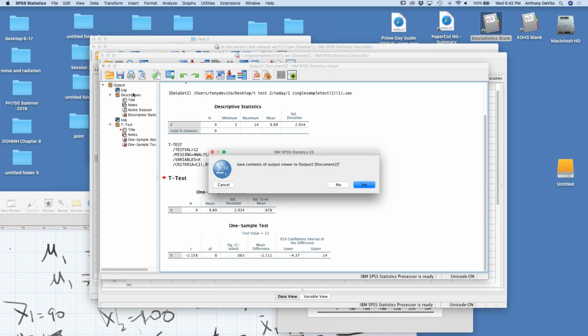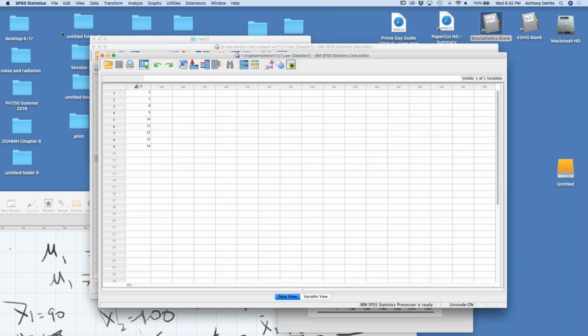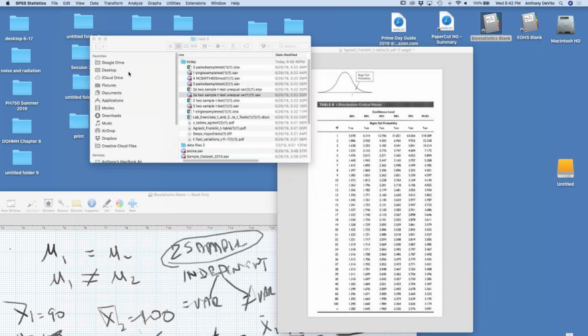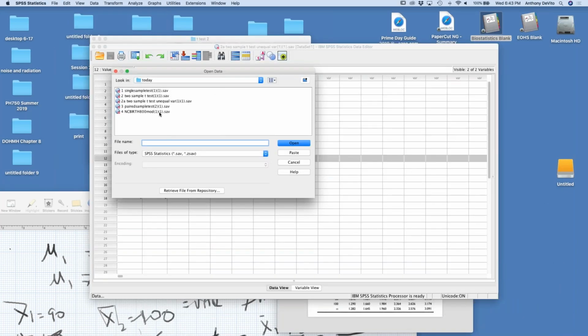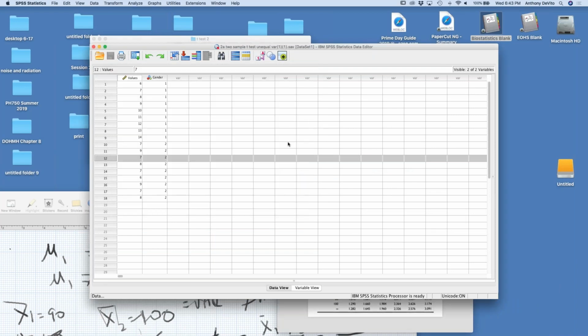Okay, so what about the paired sample t-test? That's a kind of unique thing. We've looked at that in class, and let's take a quick look at it here. Open data. And here's our paired samples t-test.